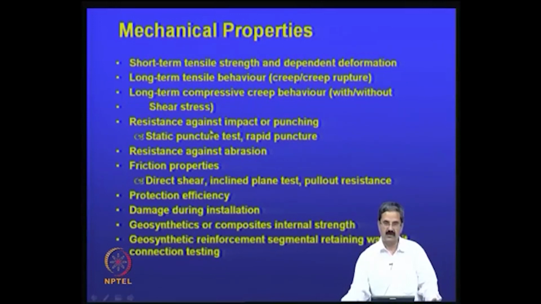Then we also have resistance against impact or punching, which is another test. This is all required because, as I just mentioned, survivability requirements are there for geosynthetics. If they have to really perform well, they have to go through some of these tests. For durability you have resistance against abrasion, and friction properties, because we know that friction between the soil and reinforcement is very important for effective working of the reinforced soil structures. So, to measure the frictional properties you have direct shear, inclined plane tests, and pull out resistance tests.